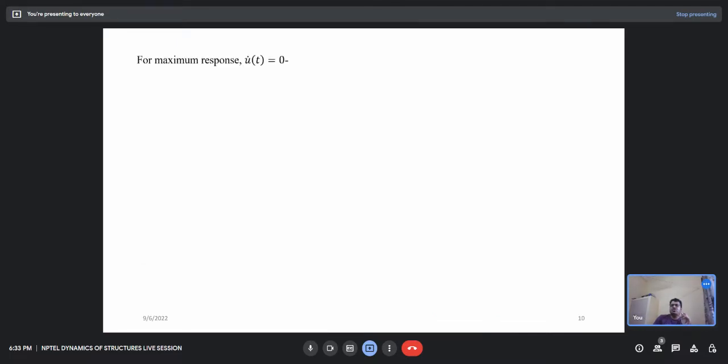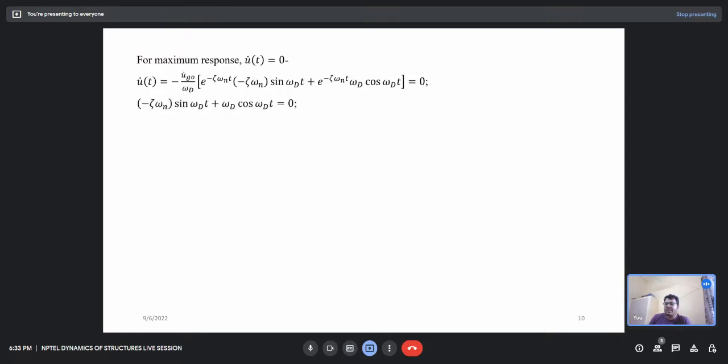For the maximum response, u dot t is equal to 0. First we have to find out the maximum response. So whatever the u(t) we have, we have to differentiate it so that we can find out the maximum response. If we differentiate it, we will get this equation and equate it to 0. Then if we rearrange the terms, the exponential term can't be 0, so only this remains: minus xi omega n sin omega d t plus omega d cos omega d t. If you rearrange the terms again, you will get tan omega d t is equal to omega d divided by xi omega n.